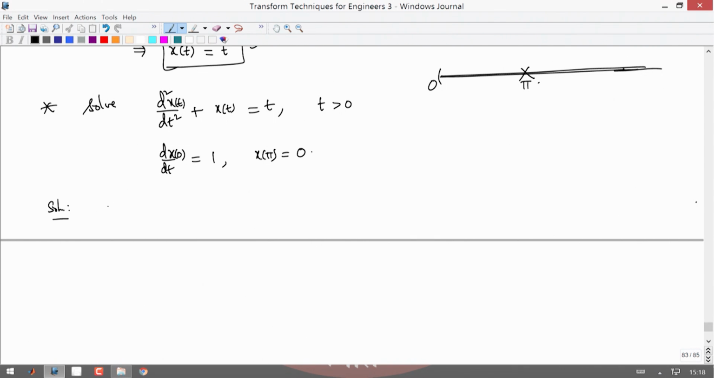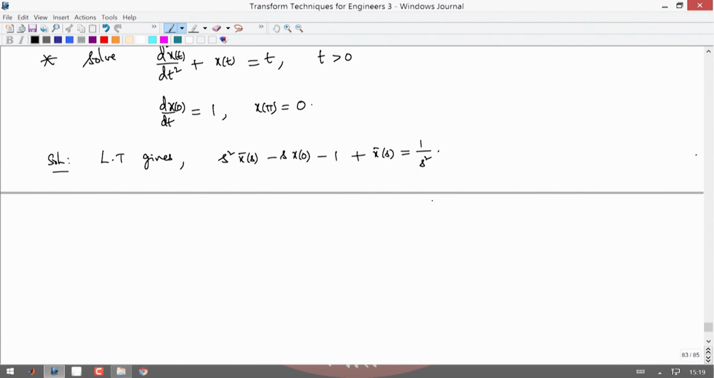So, apply Laplace transform as usual. What you get is s² x bar of s minus s times x of 0, and then minus x dash of 0, that is given as 1, plus x bar of s, that is the Laplace transform of this second term, and Laplace transform of t is 1 by s². So, I used this condition so far, I have not used this one.